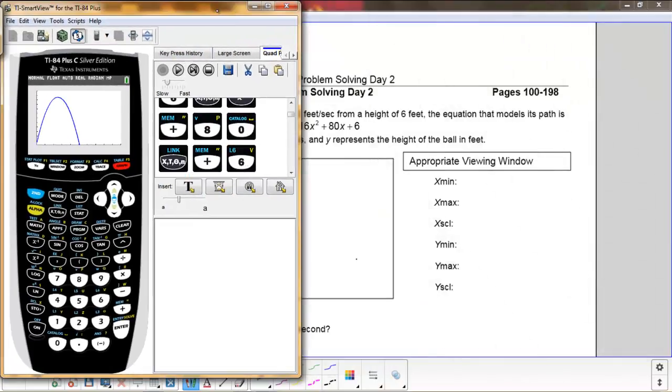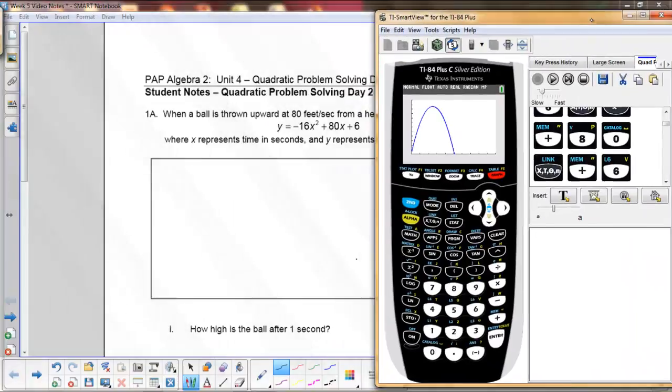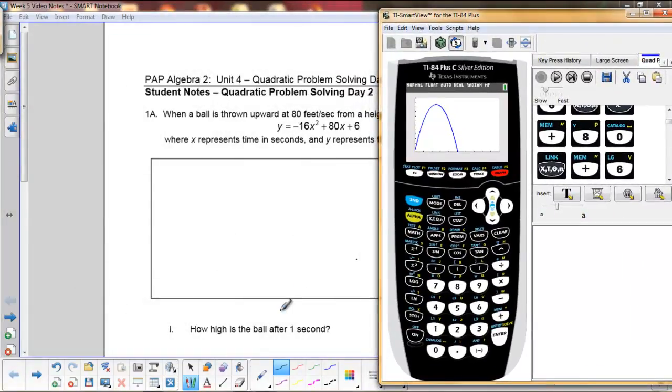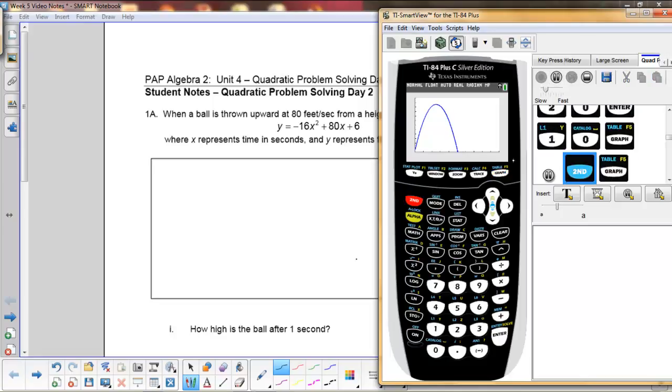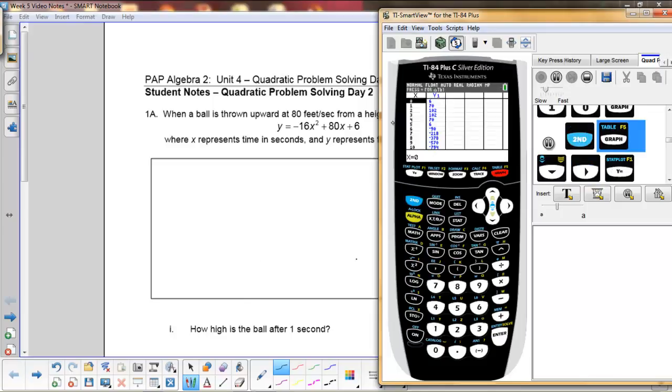Alright, the next thing we're going to do is we're going to go through each one of the answer choices. The first thing I'm going to go to is number 1. How high is the ball after 1 second? That's going to be done inside of the table. So go to your table and find that. Notice after 1 second it's at 70 feet. So we're set and ready to go there.